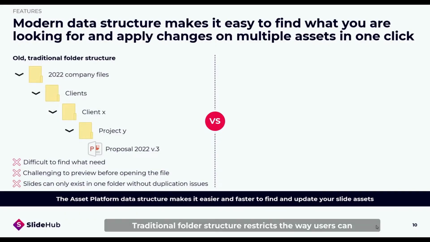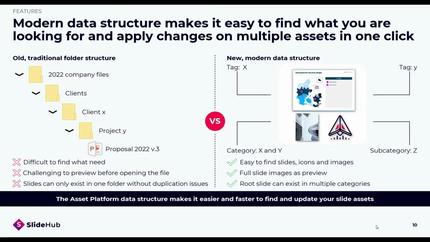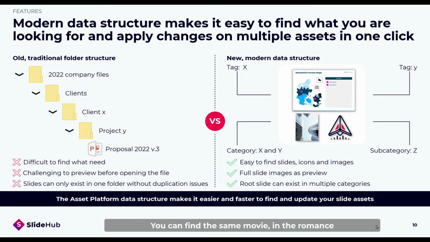Traditional folder structure restricts the way users can store and categorize their assets, making it difficult to find what you're looking for. SlideHub's approach to cloud storage makes it easier and faster to find and update your assets. Think of Netflix. You can find the same movie in the romance and comedy sections, while also being tagged with the actors who appear in it or with the director's name. With SlideHub, you only have one root asset that exists in multiple categories.